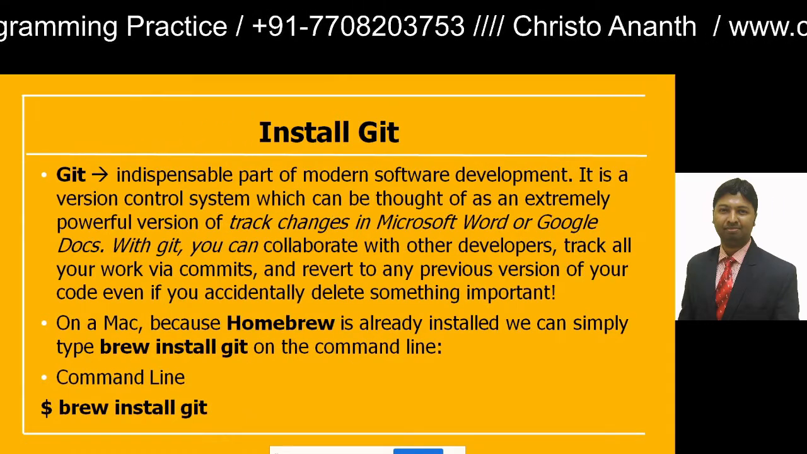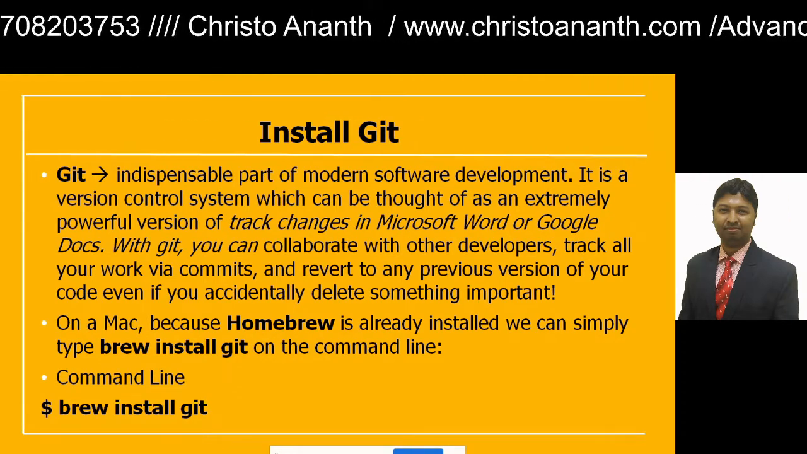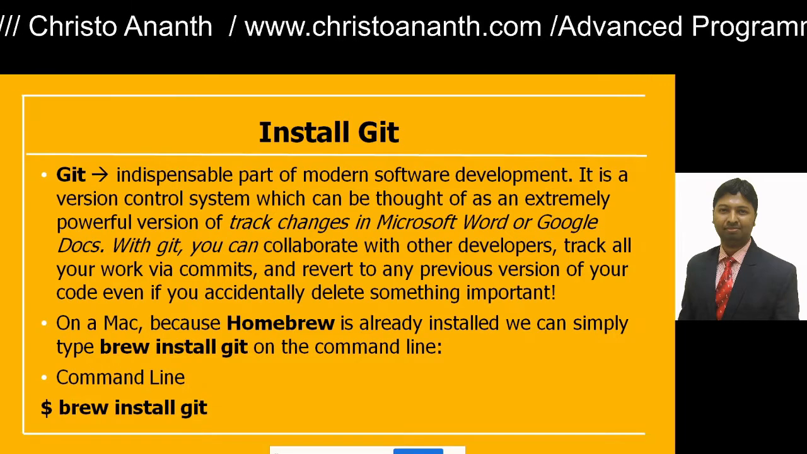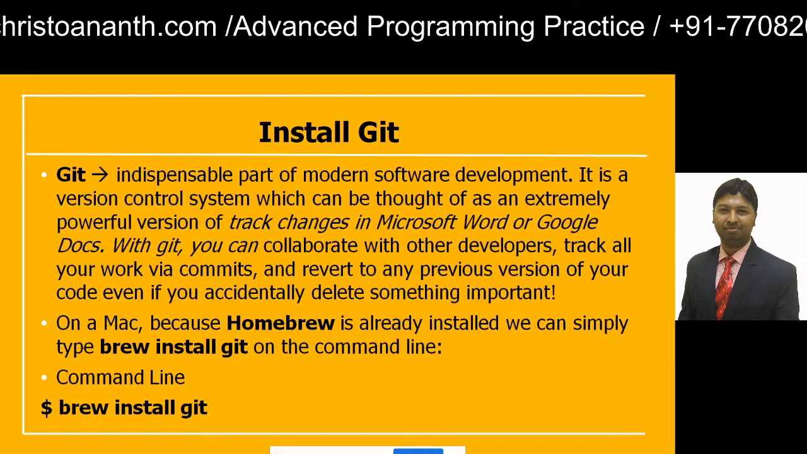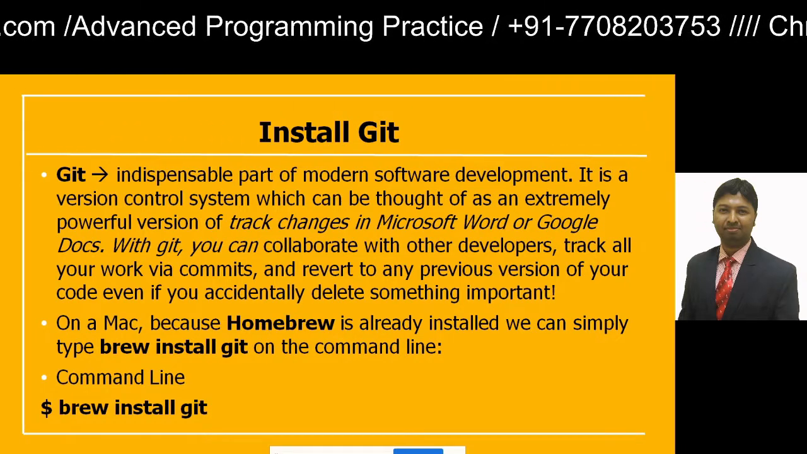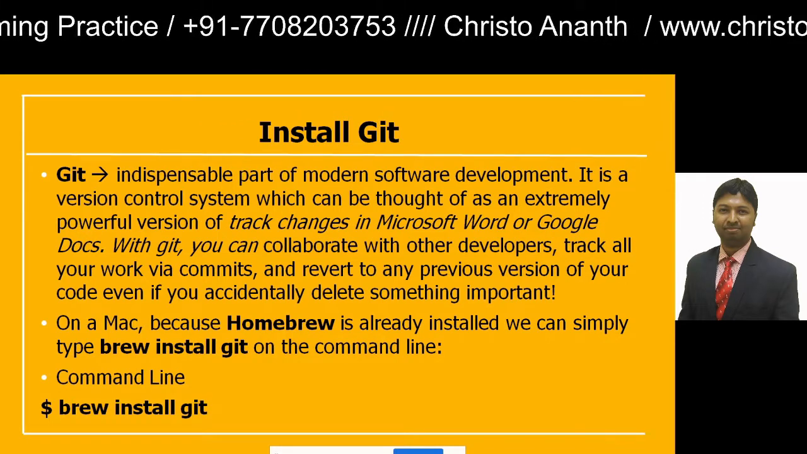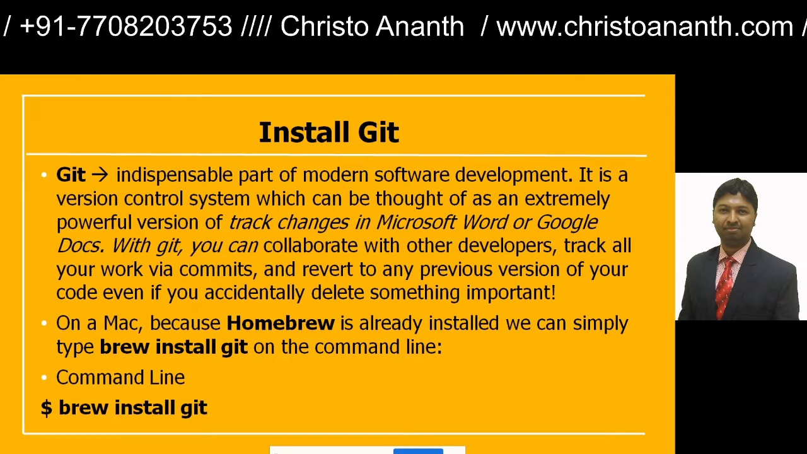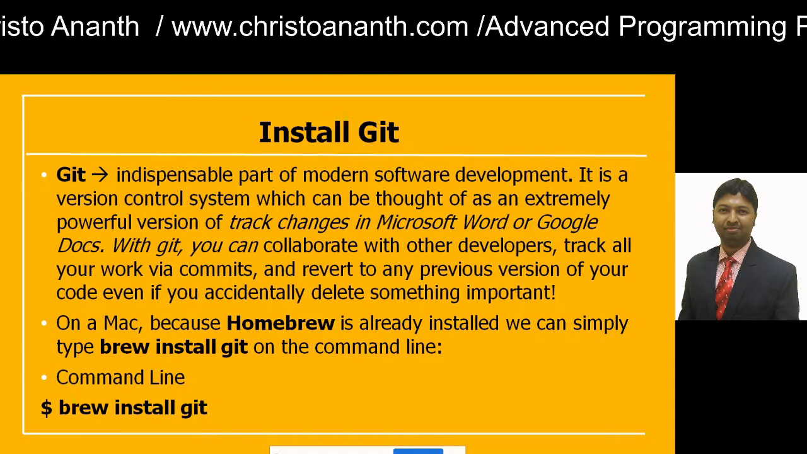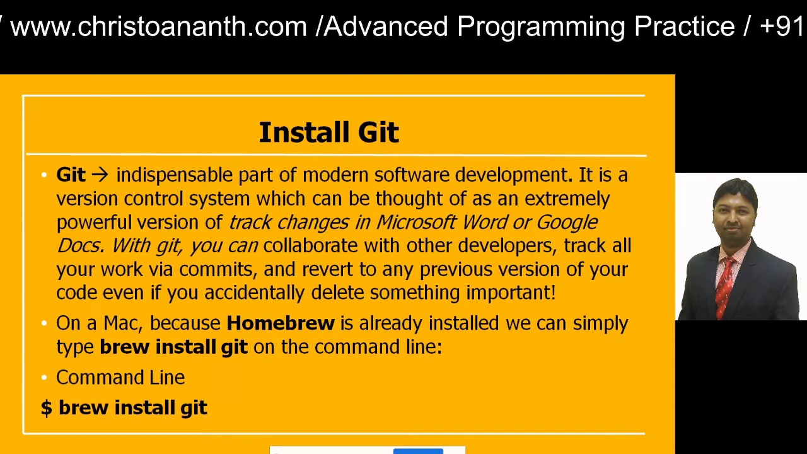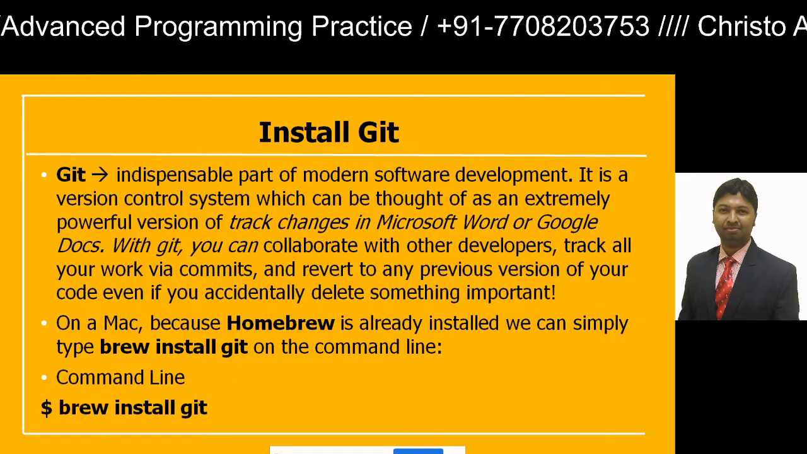Finally, comes an important part, which is installation of Git. So Git is considered to be a very important part whenever you have to go with modern software development. Whenever you are going to display all the functionalities and make sure the functionalities work properly as designed, you have to use Git. So it's a version control system, which is like a routine task schedule, like maybe MS Word or Google Docs. And with Git, you can collaborate with other developers. You can track your work via commits, and you can revert to the previous version of the code.